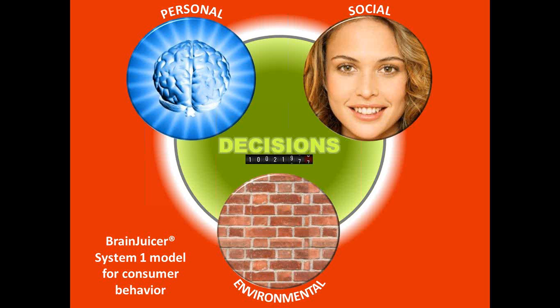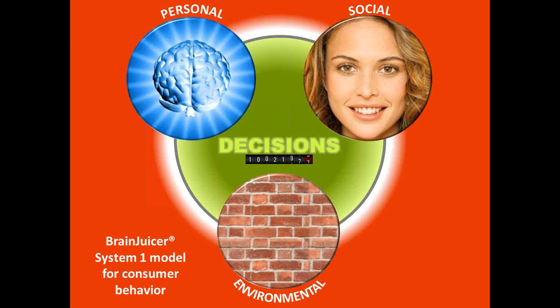So at BrainJuicer, what we've done is design a new model for consumer behavior based around System 1, and there are really 3 pillars to it. The first is social, so this is the idea that we're not very good at reporting our own behavior and thinking through what we've done, but we're actually very good at noticing what other people do. There's the environmental, so this is the notion that we really are just slaves to the context around us. All of our behaviors and decisions are heavily influenced by context.